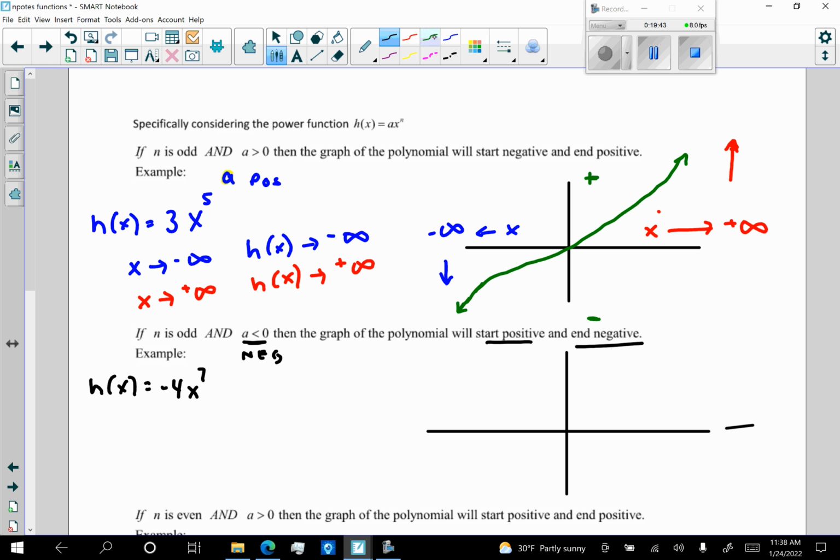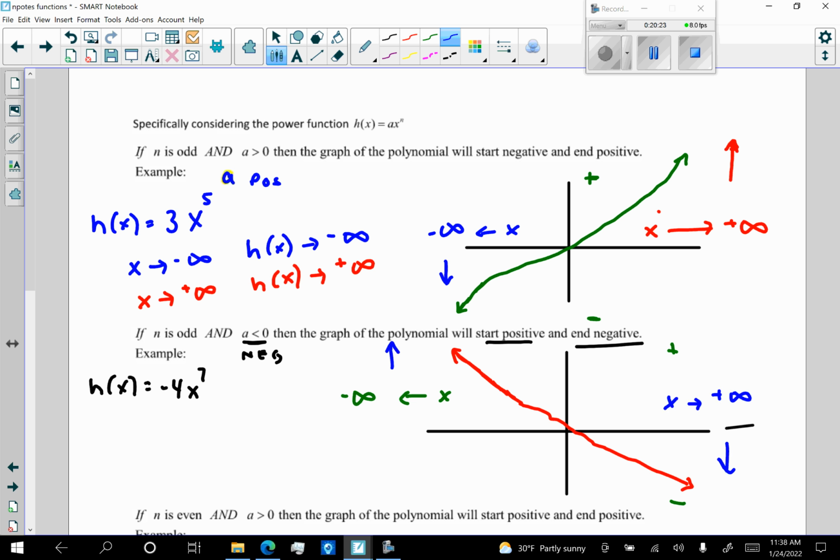Another way to think about this, so this is positive again, this is negative, this is negative x's, so I want to look at what happens when x goes to negative infinity. What it says is this graph is going to start positive, and end negative. We don't really care what it does in the middle, but it's going to end negative. And this time, as x goes to negative infinity, the function is going to go to positive infinity. As x goes to positive infinity, the function is going to shoot down to negative infinity.